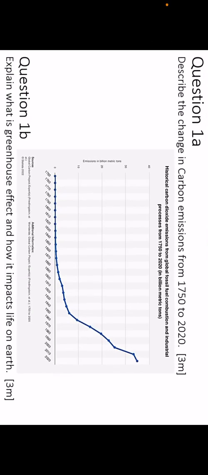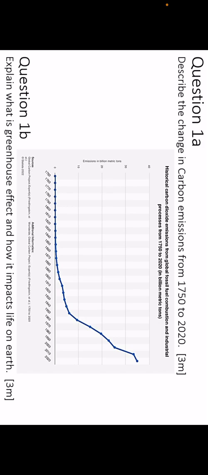Okay, for question 1A, when it is a 3-mark describe the change in carbon emissions question, you take a closer look at the diagram itself. It tells you this is historic carbon dioxide emissions, global fossil fuel combustion, from 1750 to 2020 in billion metric tons. So first thing you need to do is check whether the unit of measure you gave is in billion metric tons. That is important. The legend is also given again on the y-axis, right? On the x-axis is the years, and on the y-axis is emissions in billion metric tons.